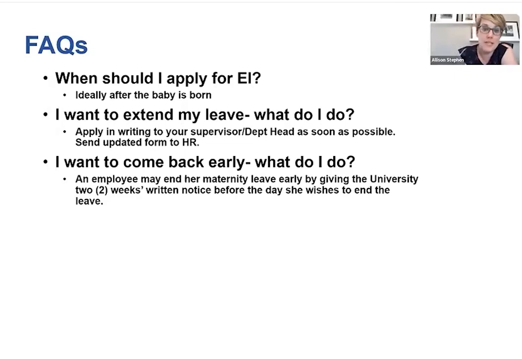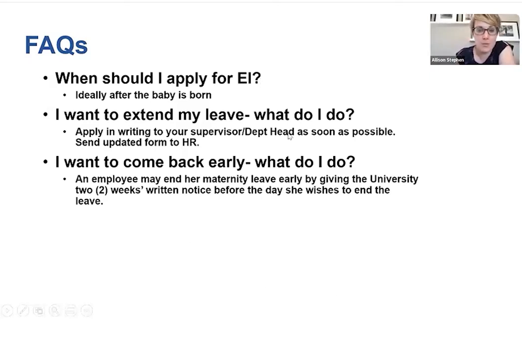So you can start your EI early though, like I mentioned. If baby's expected to be born July 1st of this year, you could start it Monday, the 27th, if you wanted. And that's actually perfect because it's a Monday, you'd get a full week of EI. You can always start the leave earlier than when the baby is born, but you're generally not supposed to start your EI after the baby is born for the mat leave portion. So if I was to give you advice when to apply for EI, I would say after the baby is born.